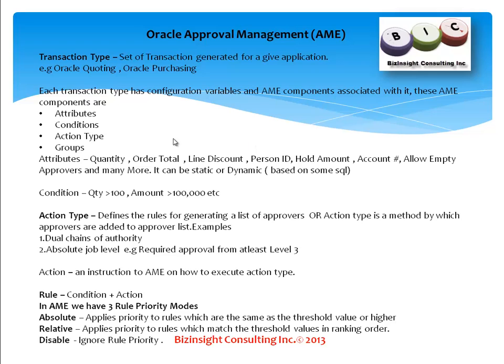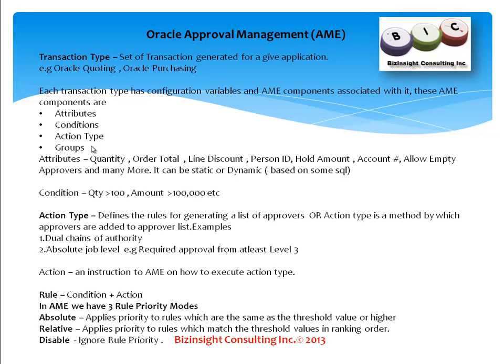And then the transaction type has the attributes, then the conditions. A condition is like this: quantity is greater than 100, amount is greater than 1000, the account number should be XYZ, the location should be Northern America or something like that. So we have attribute, we have a condition, and then we have another key component of the transaction type, which is the action type. The action type defines the rule for generating a list of approval.